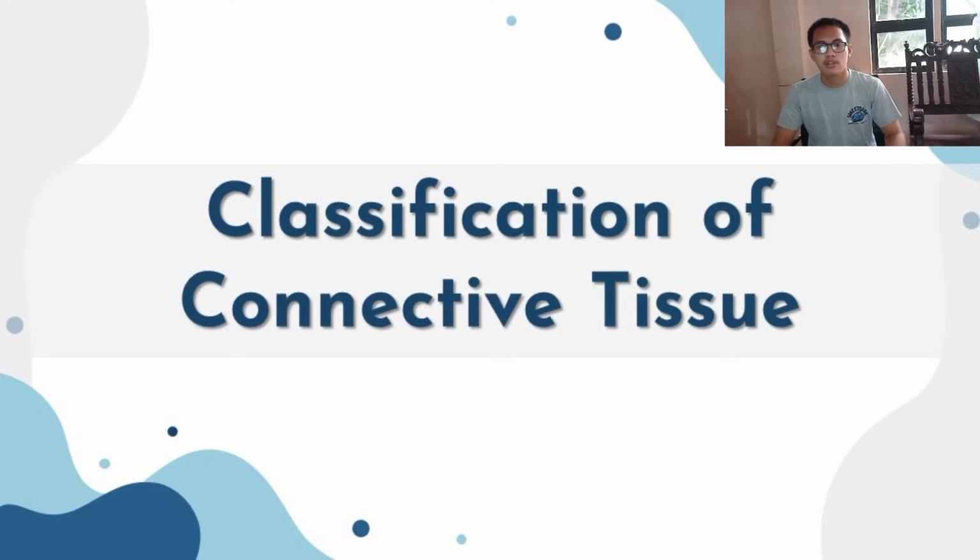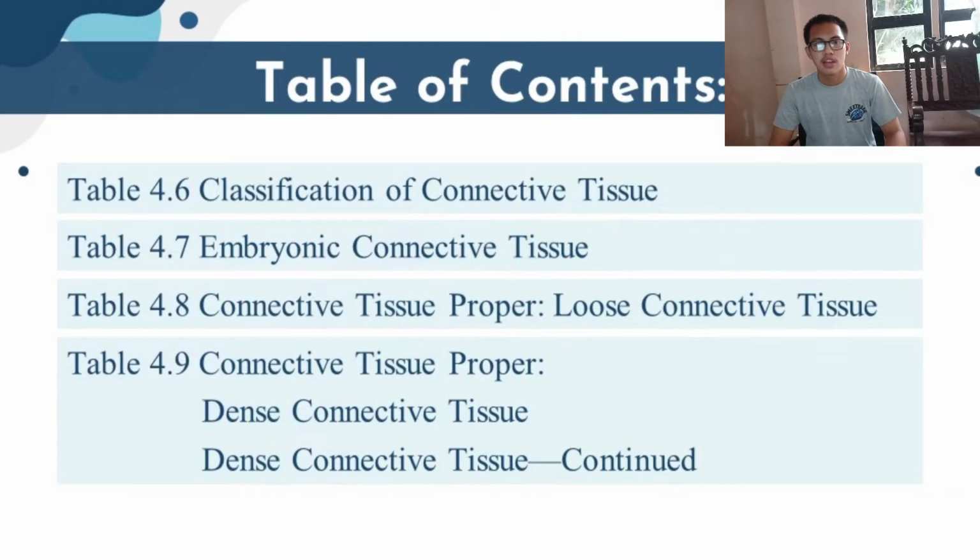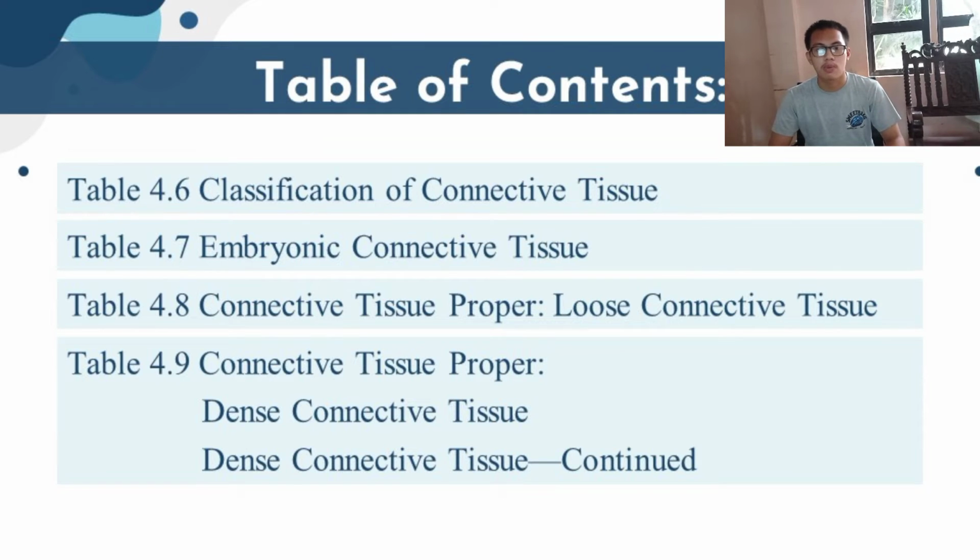Today I'm going to talk about Table 4.6, Classification of Connective Tissue; Table 4.7, Embryonic Connective Tissue; Table 4.8, Connective Tissue Proper, which is the loose connective tissue; and Table 4.9, Connective Tissue Proper, which consists of dense connective tissue and dense connective tissue continuum.